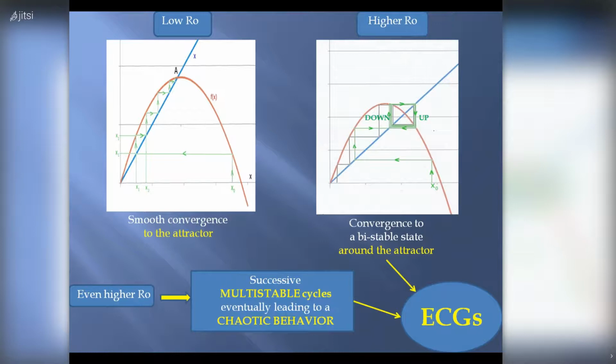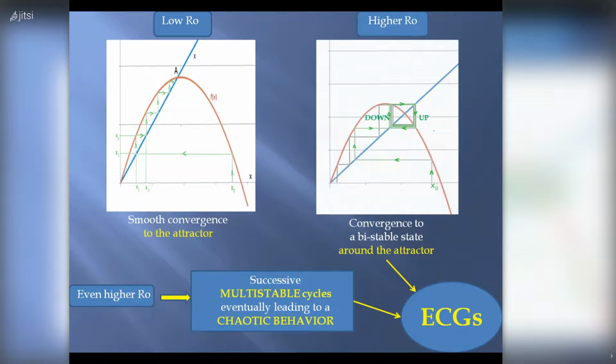And when you reach the red curve here, you have to come to the blue one, and here on the way back you miss again the attractor, and so on. So instead of converging smoothly to the attractor, you just describe this cycle, this green cycle here, where you oscillate from an up stage, sorry, with an x value larger than the attractor, down to a down value smaller than the attractor, and then up again and down again, and so on. Okay? So this is called a bistable cycle.